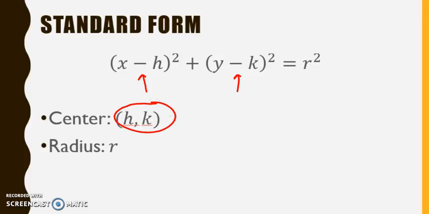The other important thing is make sure you actually take the square root of the number on the other side, because it's not r squared that is the radius, it's the square root of that value to get r.